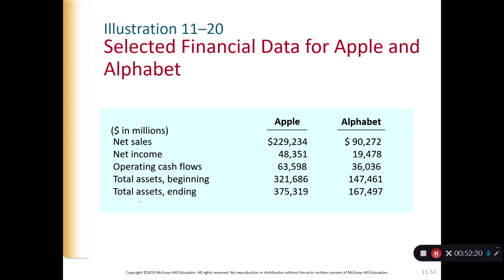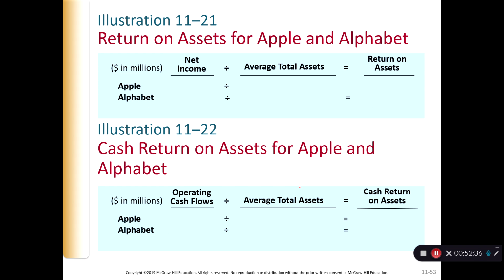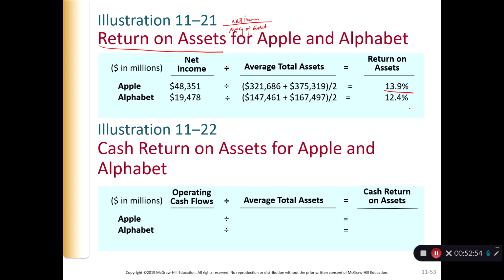So let's look at this example. This is just a section of financial data for Apple and Alphabet. There's net sales, net income, operating cash flow, and total assets at the end. The first ratio we want to look at is return on assets. You should remember how to calculate it. It equals net income divided by average assets, right? Therefore, Apple has 13.9% return on assets, and Alphabet has 12.4% return on assets.